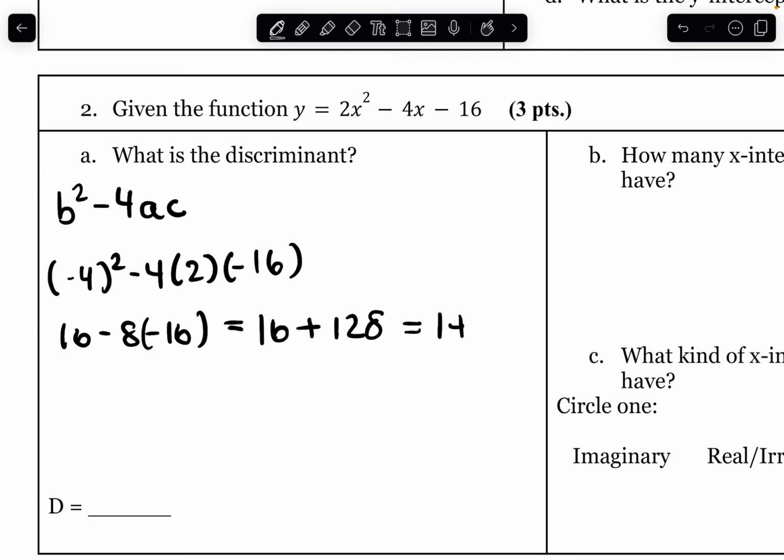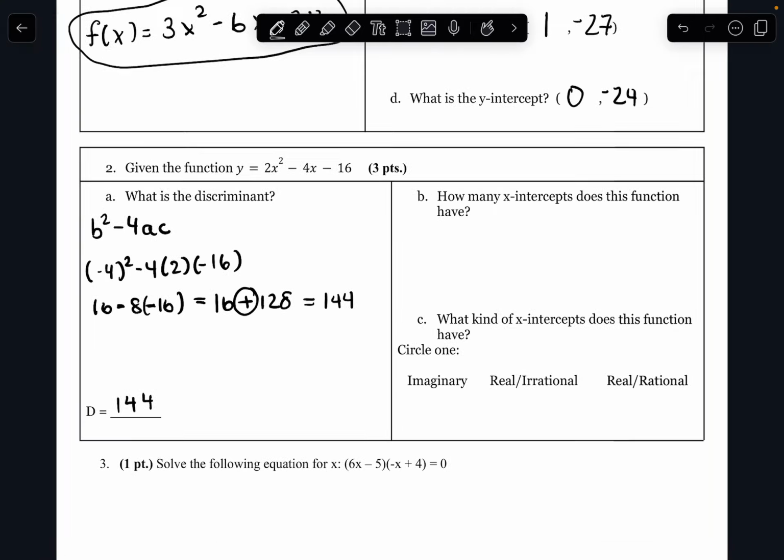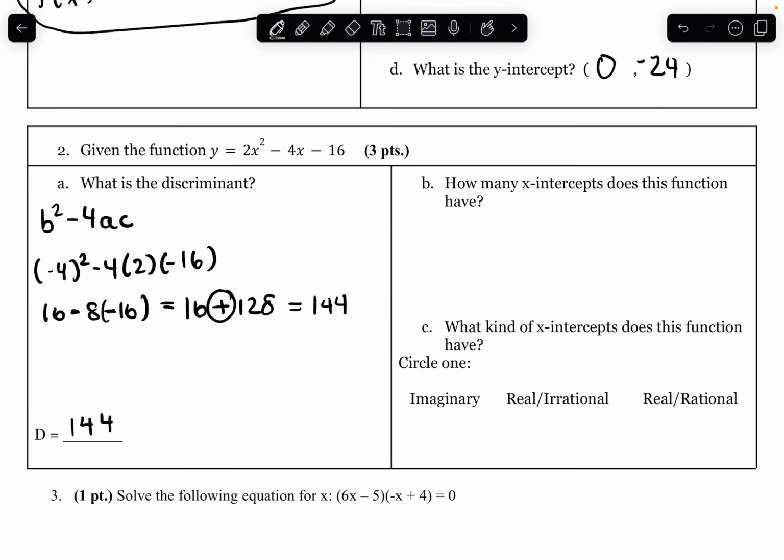which is 144. What was the biggest mistake? Some of you put a minus sign here. A negative times a negative is a positive. So your discriminant is 144. How many x-intercepts will you have?